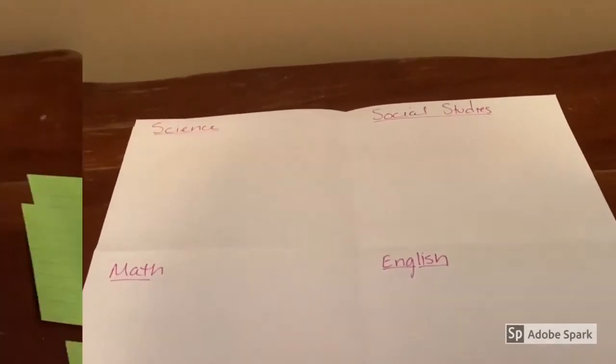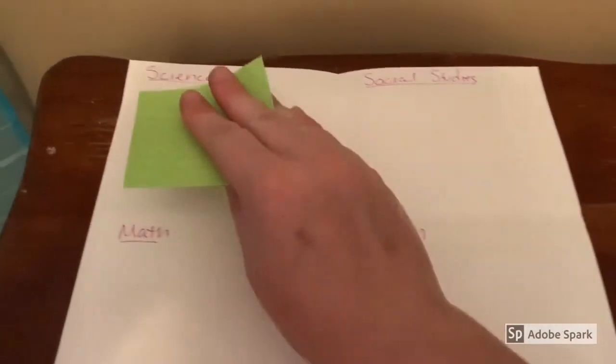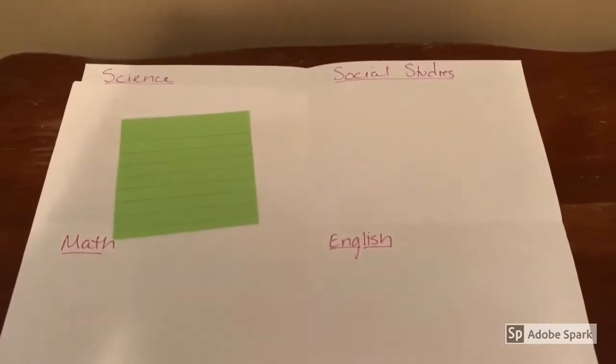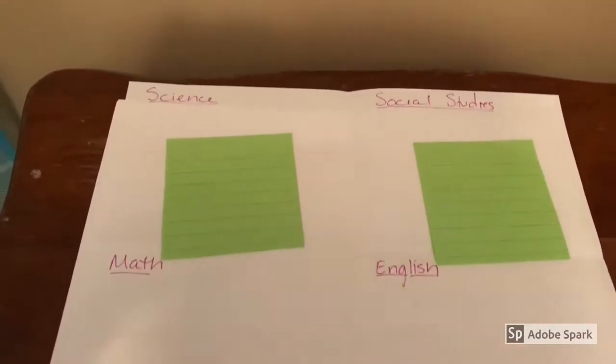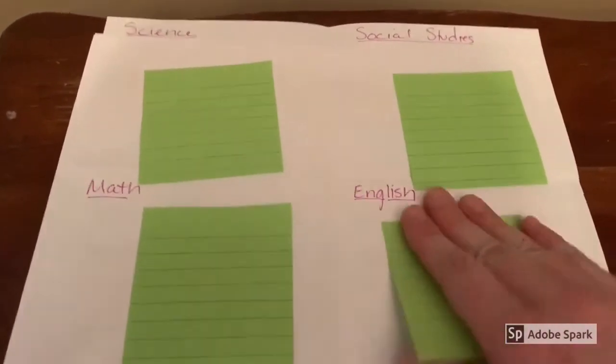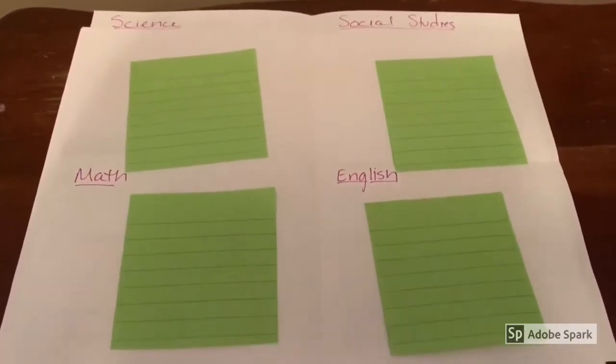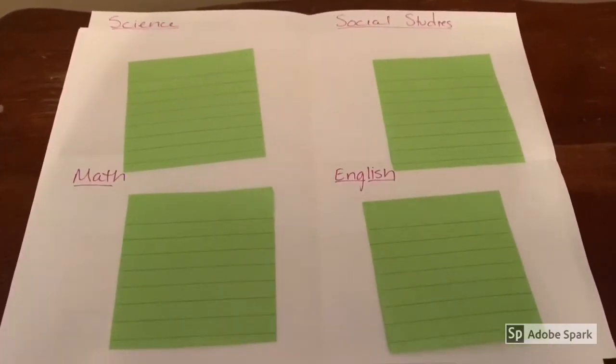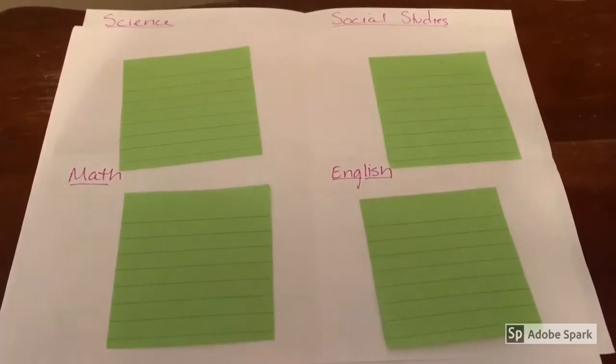You can make a list of specific tasks in each section, or you can use sticky notes like I'm doing here. You can write a task or tasks for each sticky note, depending on what works best for you and your student. And that way when they're done, they can rip it off and throw it away. That can always be very satisfying.